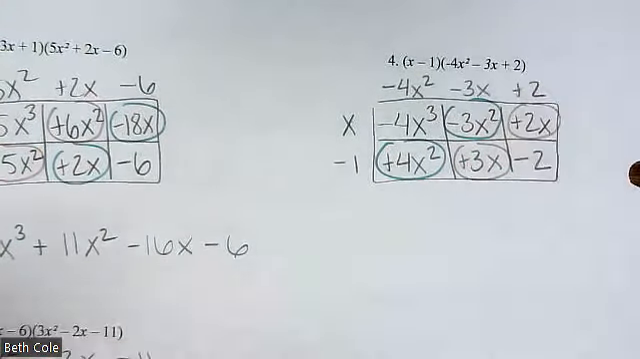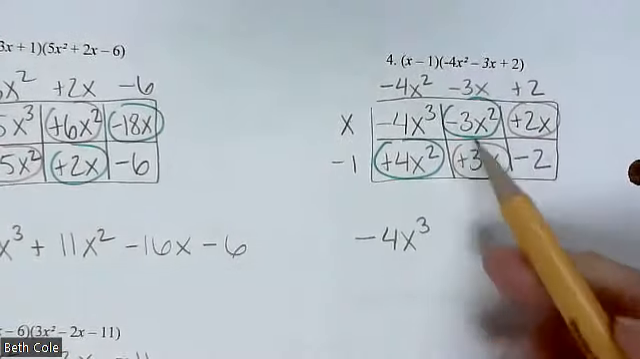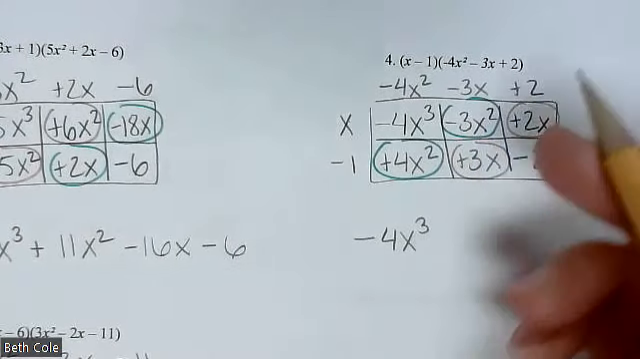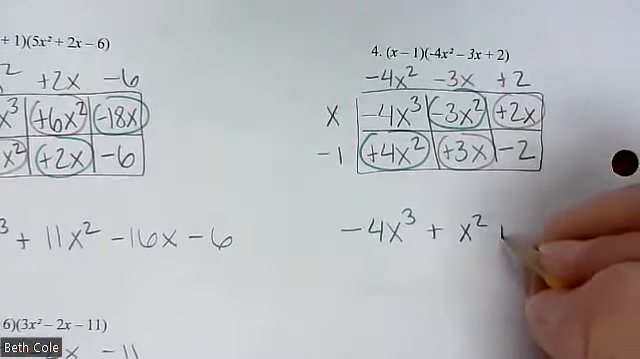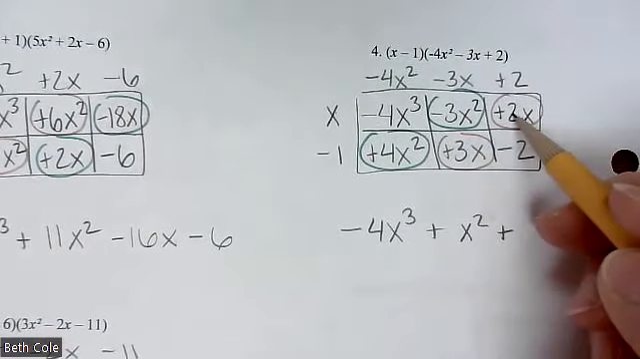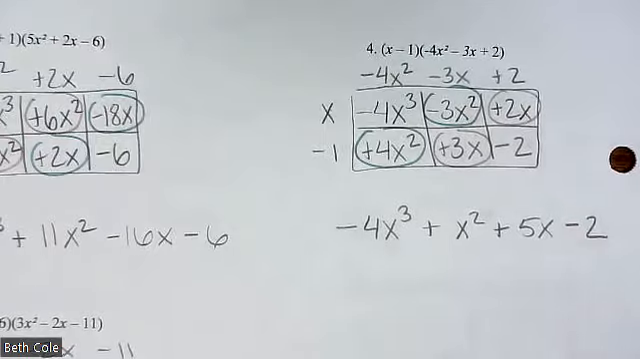All right, okay, then let's make sure our final answer is right. It should be negative 4x cubed. And then that would be plus 1x squared. And then plus what? 5x, good, and then minus 2.